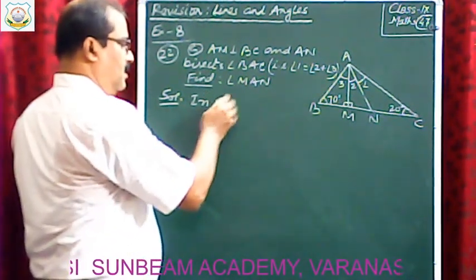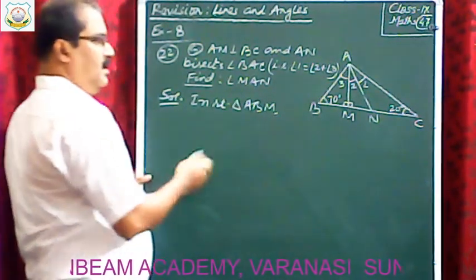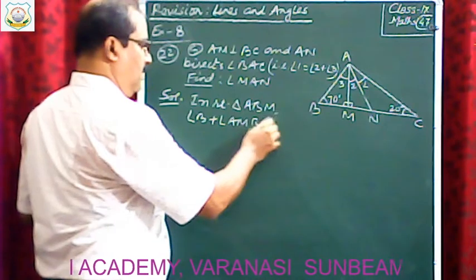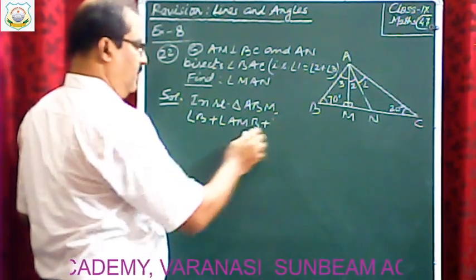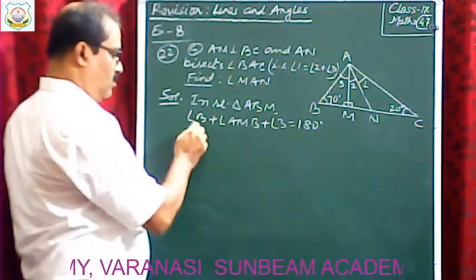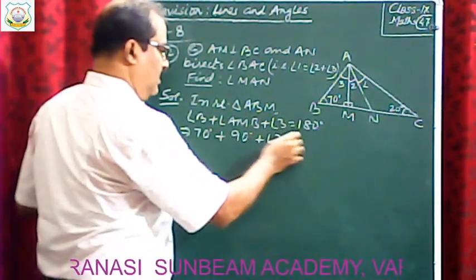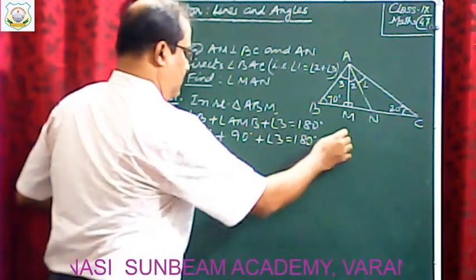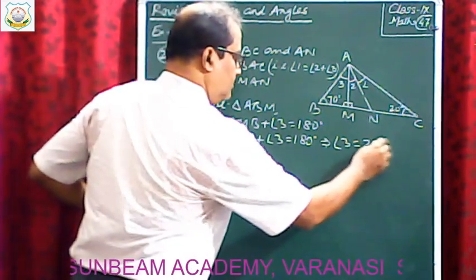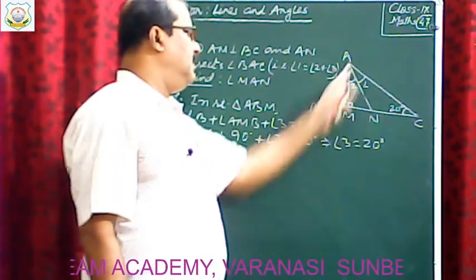So in right triangle ABM, using angle sum property, angle B plus angle AMB plus angle 3 equal to 180 degrees. Angle B we know is 70, plus 90, plus angle 3 equal to 180 degrees, implies that angle 3 we get 20. Similarly, you have to consider right triangle CAM.